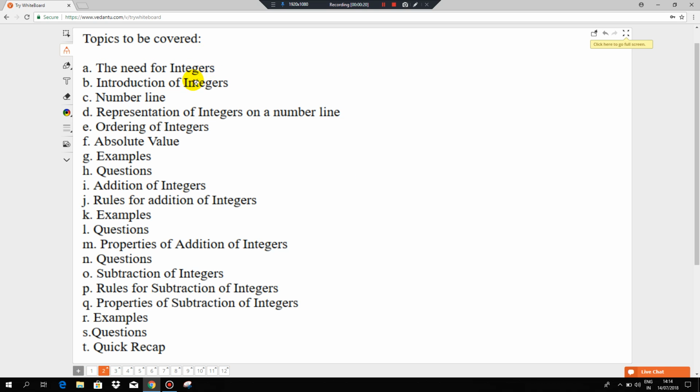Topics to be covered. The need for integers, introduction of integers, number line, representation of integers on a number line, ordering of integers, absolute value, examples, questions, addition of integers, rules for addition of integers, examples, questions, properties of addition of integers, questions, subtraction of integers, rules for subtraction of integers, properties of subtraction of integers, examples, questions, quick recap.